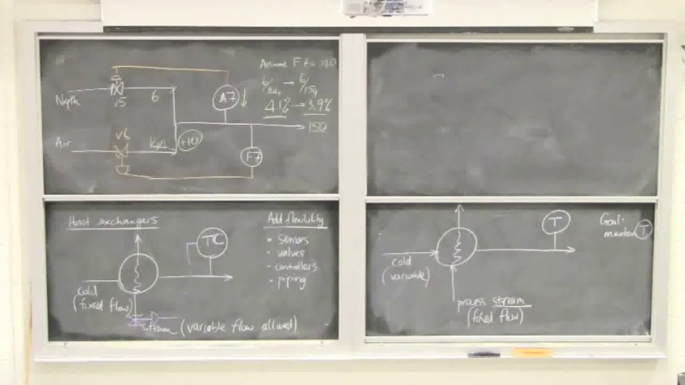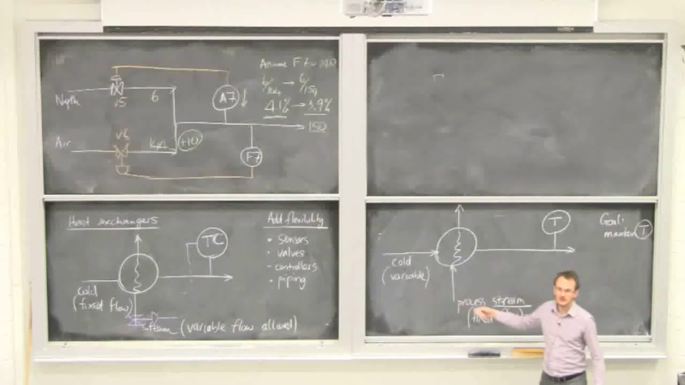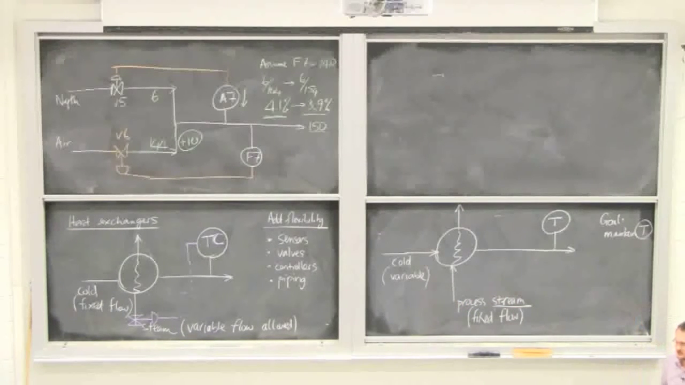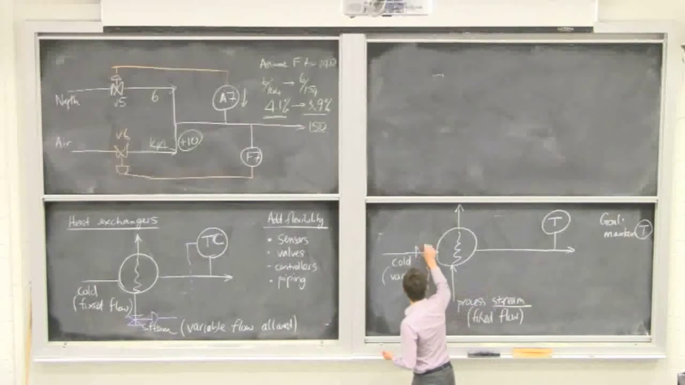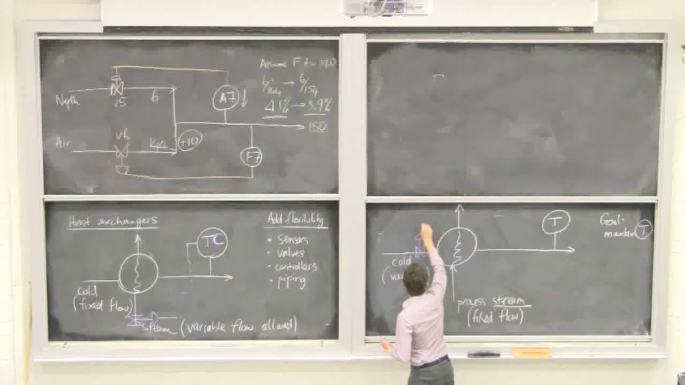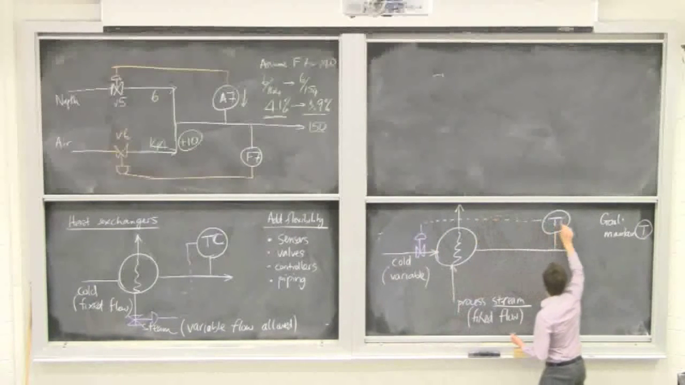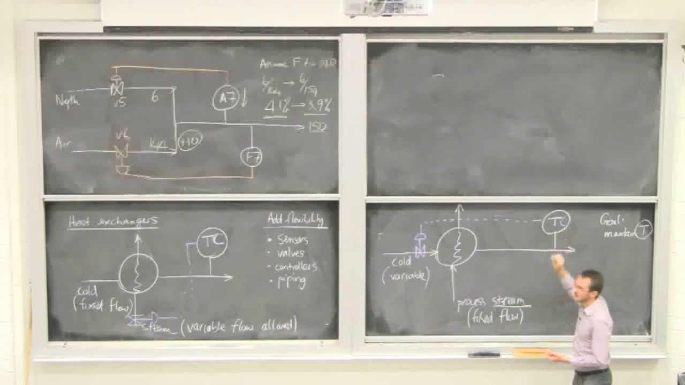Okay, suggestions for this particular configuration where we can't vary this flow anymore. Mark? Okay, so put our valve on the cold stream, and a controller there. Will this work?